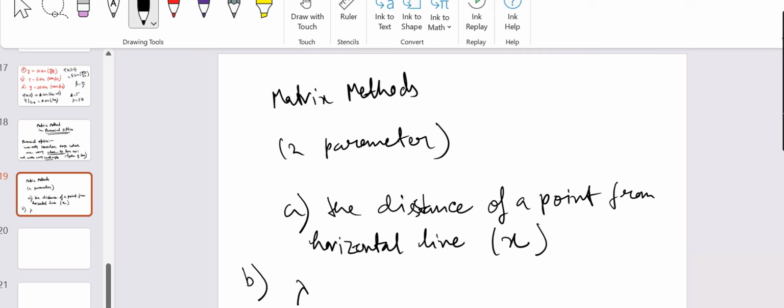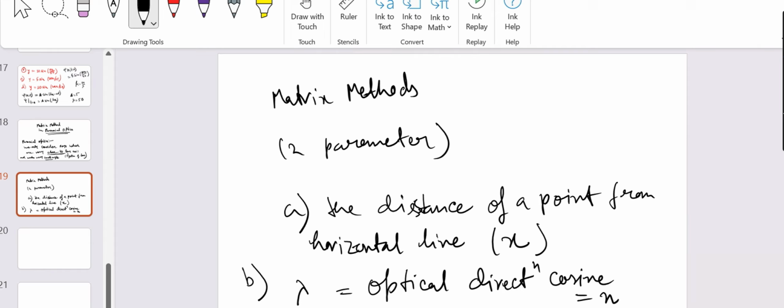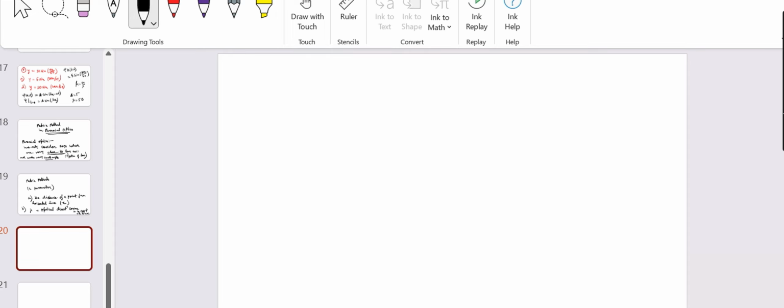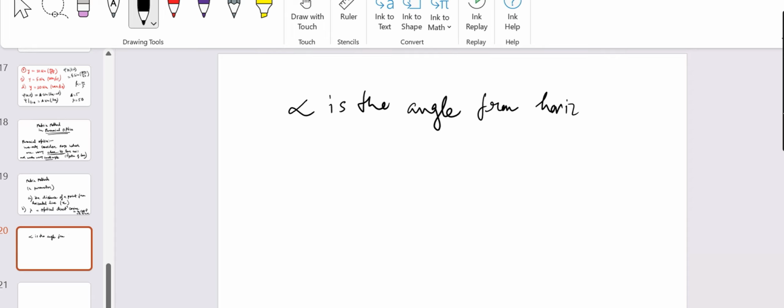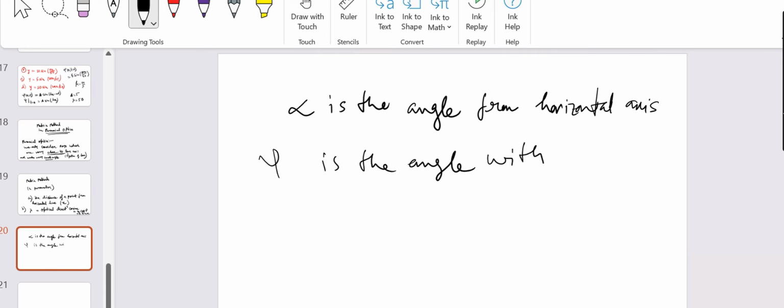And another thing is called lambda, that is optical direction cosine, which is denoted by basically n cos psi or n sin alpha. So what is the difference between psi and alpha? Alpha is the angle from the horizontal axis, and psi is the angle with vertical axis.